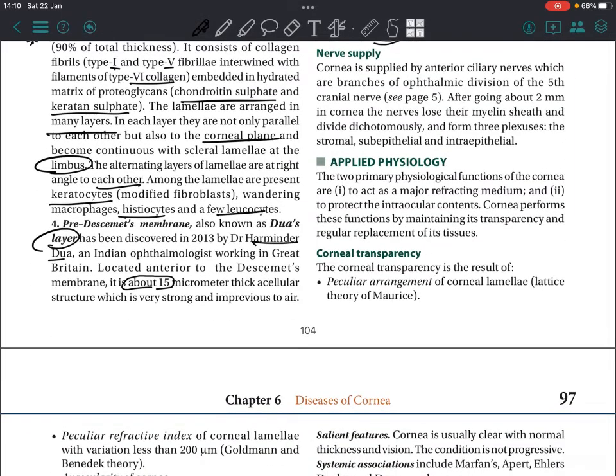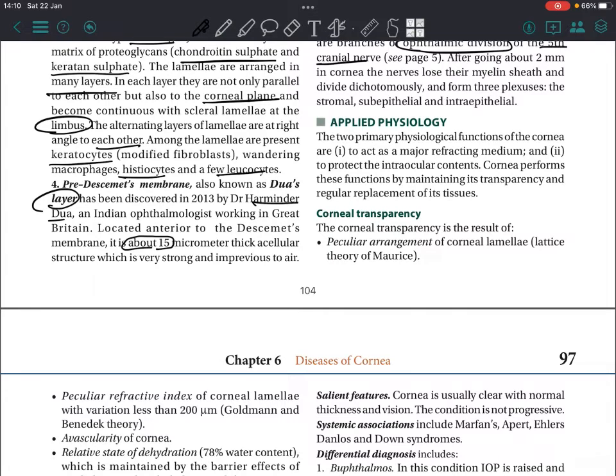Nerve supply. The cornea is supplied by the anterior ciliary nerves, which are branches of the ophthalmic division of the fifth cranial nerve. After going about 2 mm in the cornea, the nerves lose their myelin sheath and divide dichotomously and form three plexuses: the stromal, subepithelial and intraepithelial plexus.